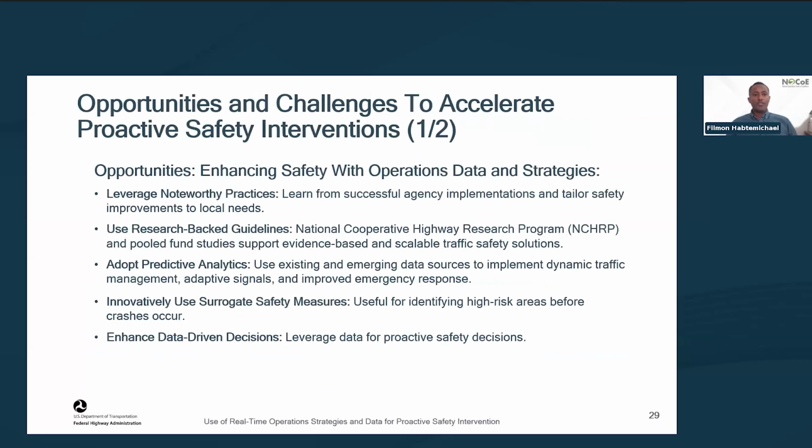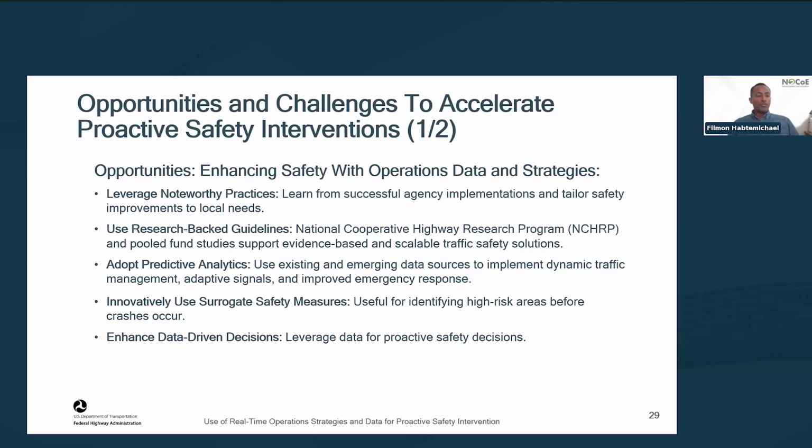All right. Thank you, Monty. Based on the literature review and also the interaction we had with the different departments of transportation and also local agencies and data providers, we came up with a list of opportunities and challenges to accelerate the proactive safety interventions. I will quickly first go over the opportunities.